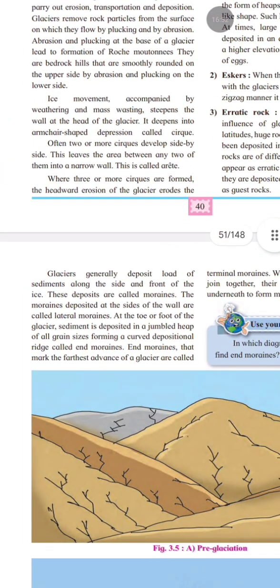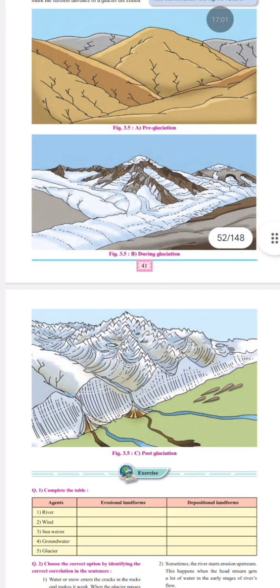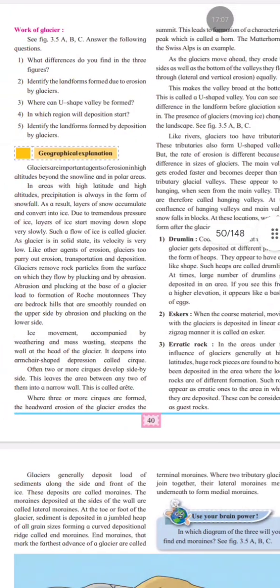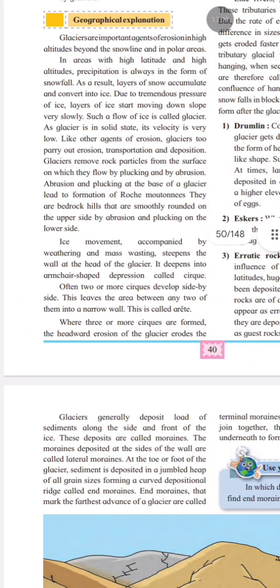In this, cirque, horn, U-shaped valley, hanging valley, these all are formed. From here we will be moving. Ice movement accompanied by weathering and mass wasting steepens the wall at the head of the glacier. It deepens into an armchair-shaped depression called a cirque. So due to ice movement, weathering, and mass wasting, the head of the glacier becomes deeper and deeper, forming an armchair-shaped depression called a cirque.